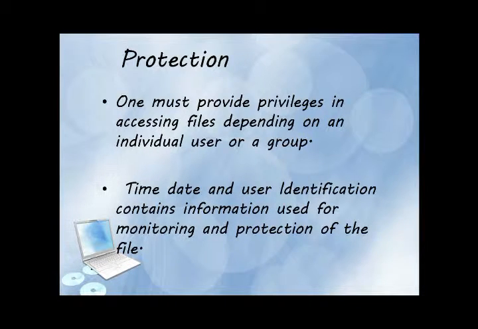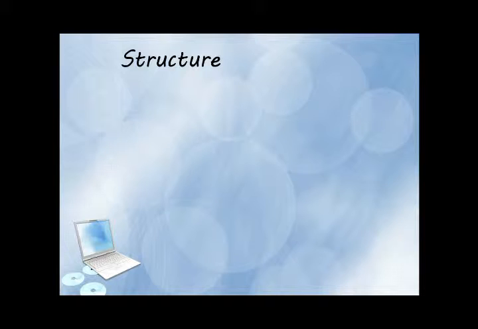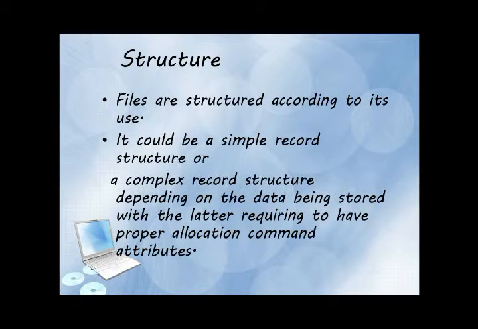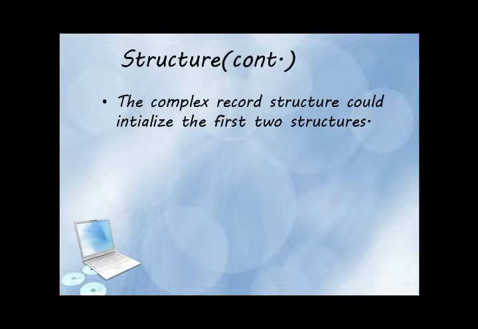Time, date, and user identification contain information used for monitoring and protection of the file. Files are structured according to their use. It could be a simple record structure or a complex record structure, depending on the data being stored, with the latter requiring proper allocation and command attributes. The complex record structure could include the first two structures.